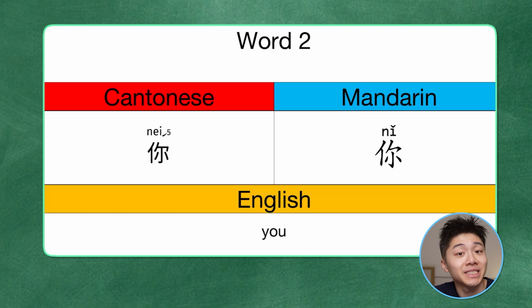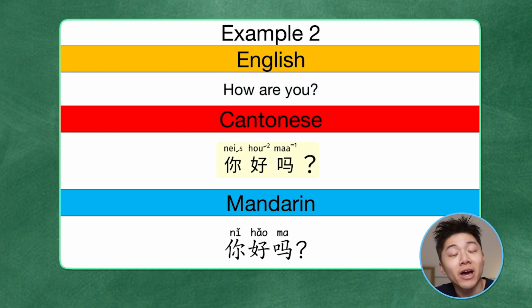Next is you. In Cantonese, 你. You might also pronounce it differently, either is fine, just different accents. In Mandarin, pronounced 你. Let's look at an example. How are you? 你好嗎? In Mandarin, 你好嗎? Notice how it's pretty much the exact same characters between Cantonese and Mandarin, just different pronunciation.